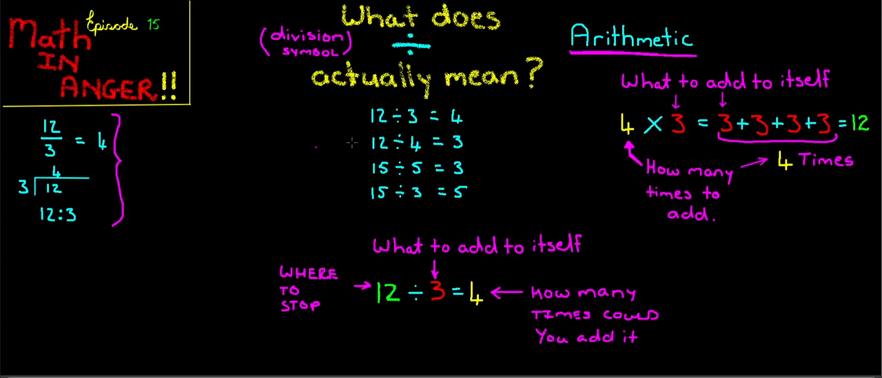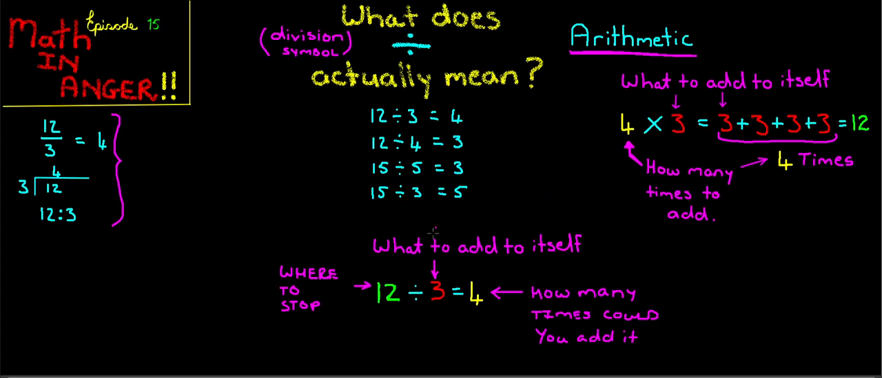But for now, I want to bring your attention back to the previous episode, where I explained what multiplication is and what the formal definition actually means. If you take a look at this, it is 4 times 3. In other words, how many times to add 3 to itself before you get a result. And in this case, it is 4 times.